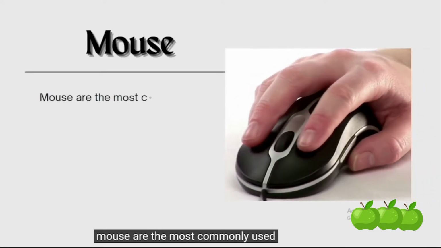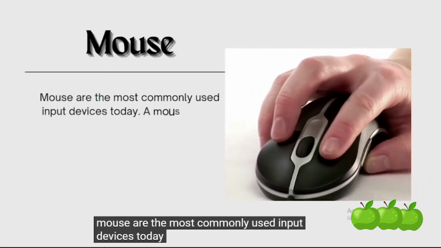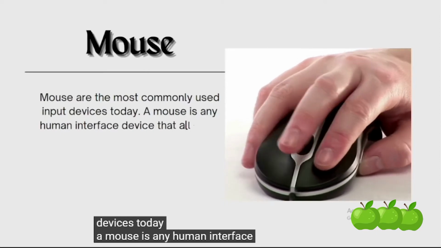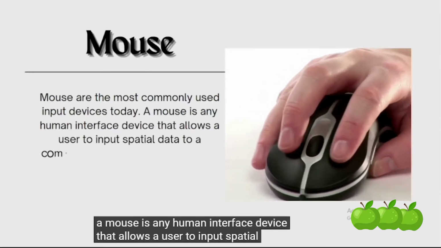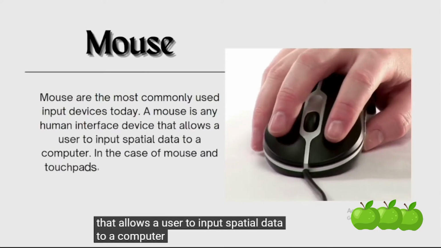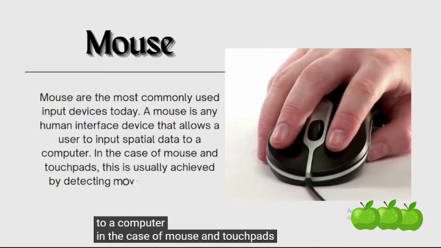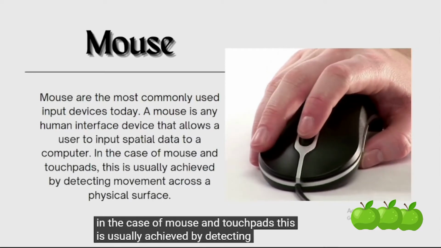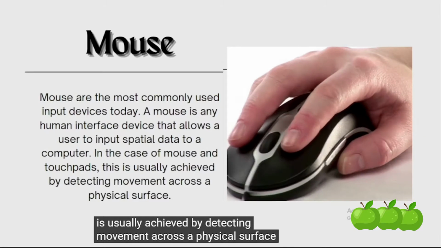Mice are the most commonly used input devices today. A mouse is any human interface device that allows a user to input spatial data to a computer. In the case of mice and touchpads, this is usually achieved by detecting movement across a physical surface.